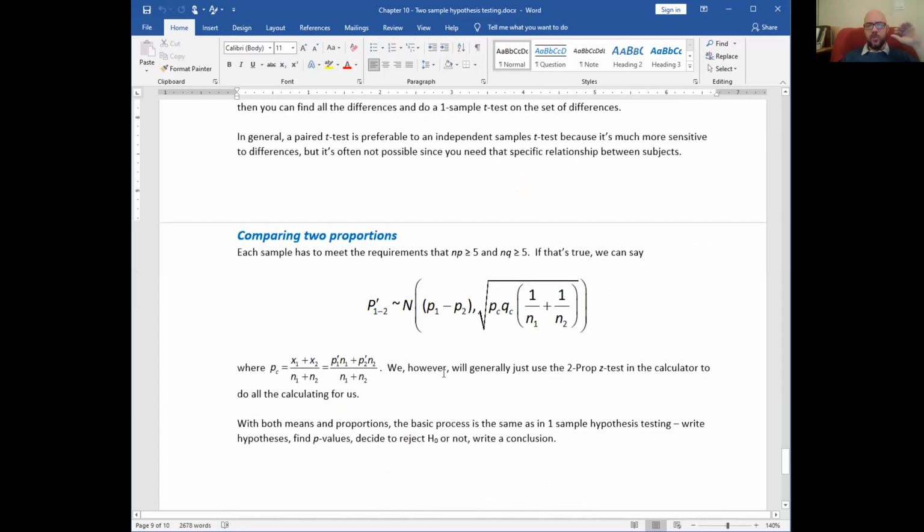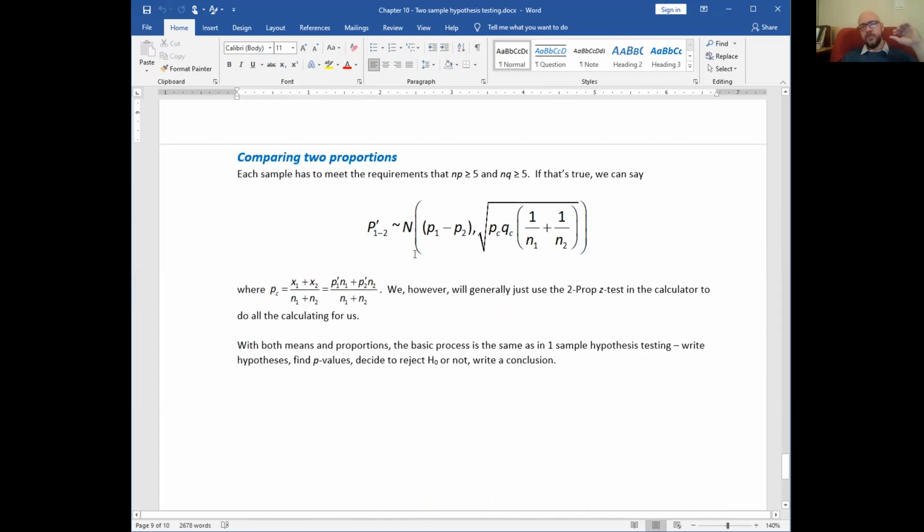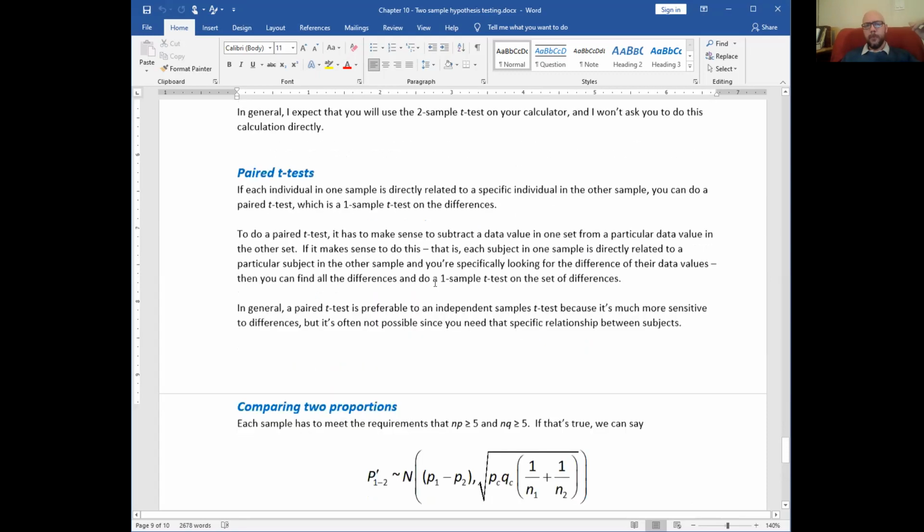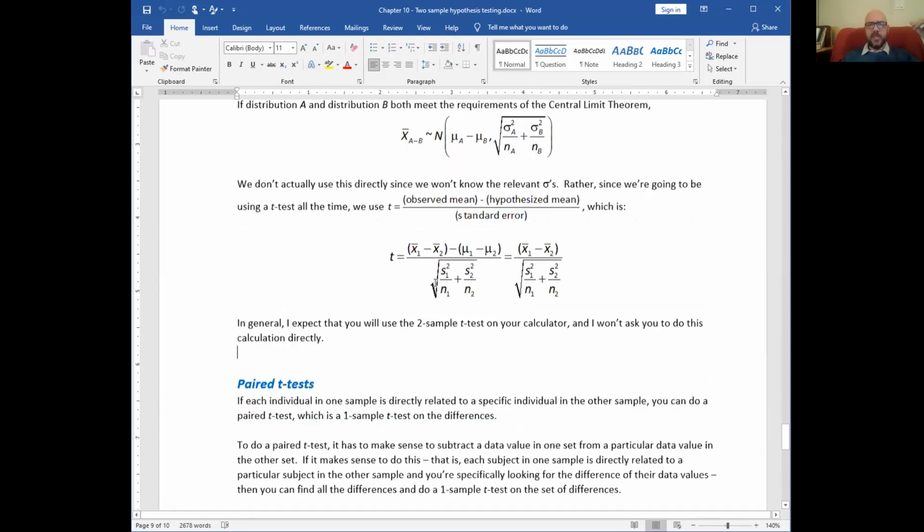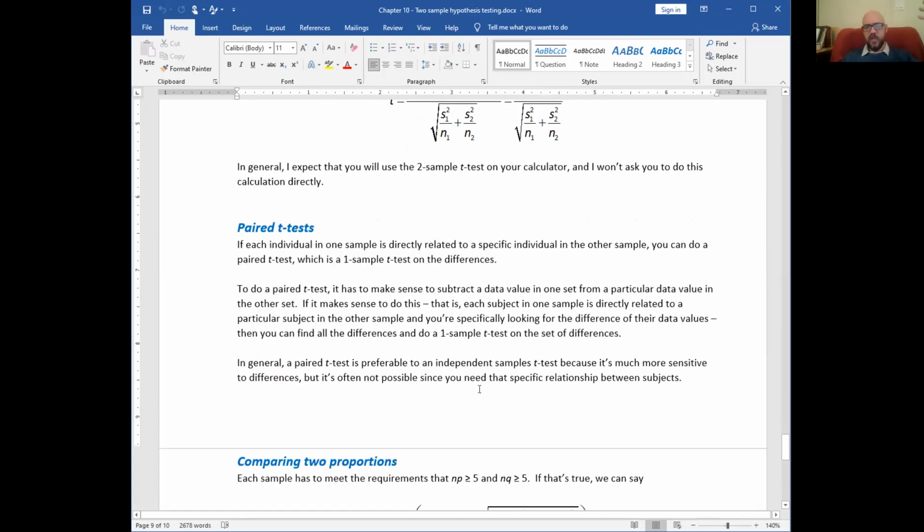And then the 2-proportion test, same idea. We've got 2 proportions, testing to see if 2 proportions are different from each other using this distribution. And then paired t-tests, which I'm going to put everything in here, but it's really a 1-sample t-test on the differences, right? So you find the difference in the results and then do a 1-sample t-test on those differences.